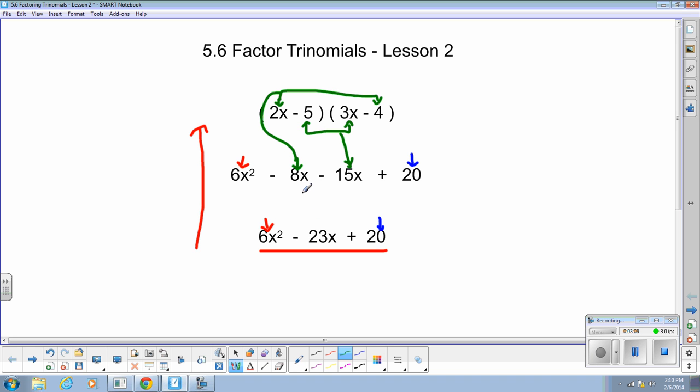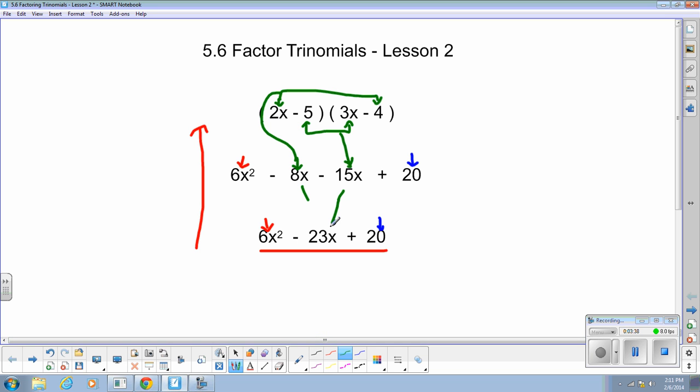So what we have to take a look at is we used multiplication factors. We did a factor of 2 and a factor of 4 to get 8. We had a factor of 5 and a factor of 3 to get 15. When I add these two together, I get the minus 23 here in the middle. So now how do we factor all of that? That's what we've got to figure out. How do we factor all of that?